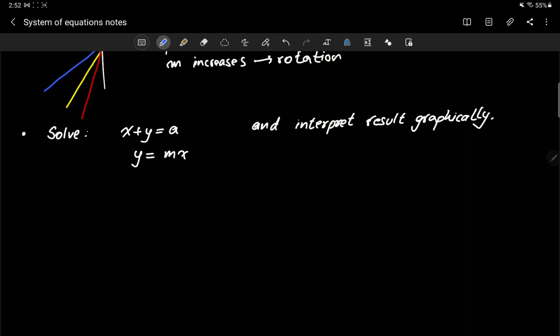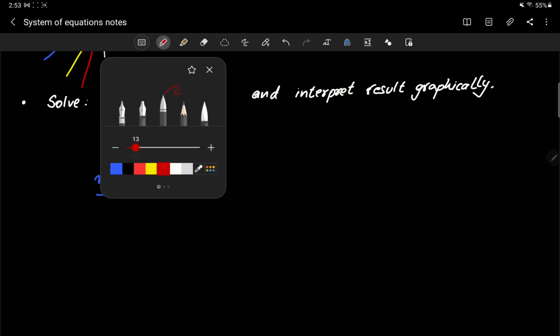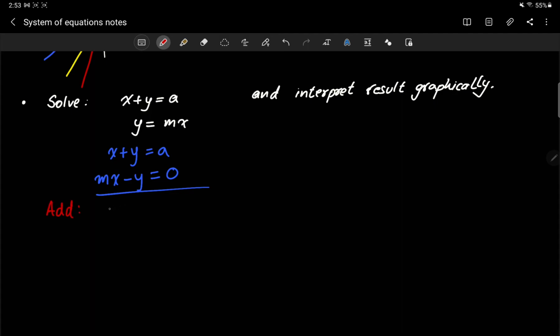So let's see, the coefficients of y are already the same, so all I have to do is subtract. Oh, never mind. In the second one, the coefficient of x is m, so it's actually mx minus y equals 0. So here I don't even have to subtract, I can just add. When I add, the y cancels out. So I get x times (1 plus m) equals a. And I know how to solve for this. I divide by 1 plus m. So I end up with x equals a over m plus 1.